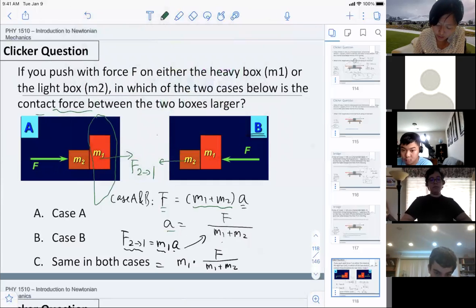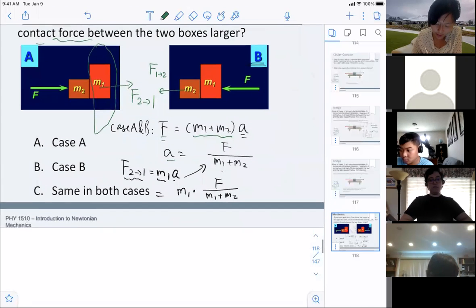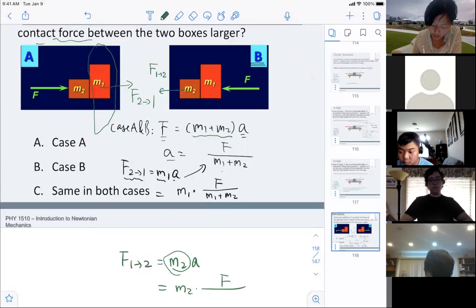There is a contact force from 1 acting onto 2, pushing M2 forward. And if I do Newton's second law for that force, I will get something very similar to case A. I will get F12 is pushing on M2 and giving it that acceleration. That acceleration is the same, F over M1 plus M2. So this is case A, this is case B.